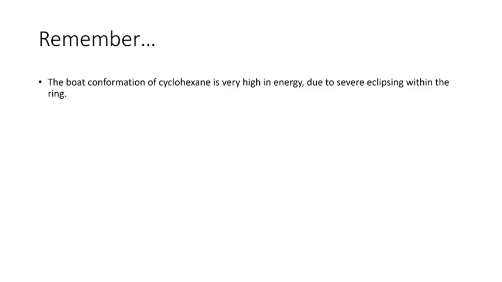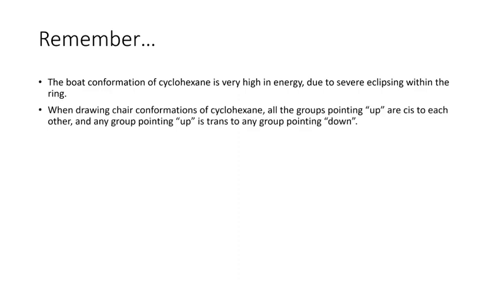All right. Remember, the boat conformation of cyclohexane is very high in energy due to severe eclipsing within the ring. This means that you will never see a boat conformation that is lower in energy than a chair conformation. Chair conformation will always beat out the boat conformation for energy. And when drawing chair conformations in cyclohexane, all the groups pointing up are cis to each other, and any group pointing up is trans to any group pointing down. Well, I think that's it. I hope that helped, and I hope you've got it. But if you don't, practice.